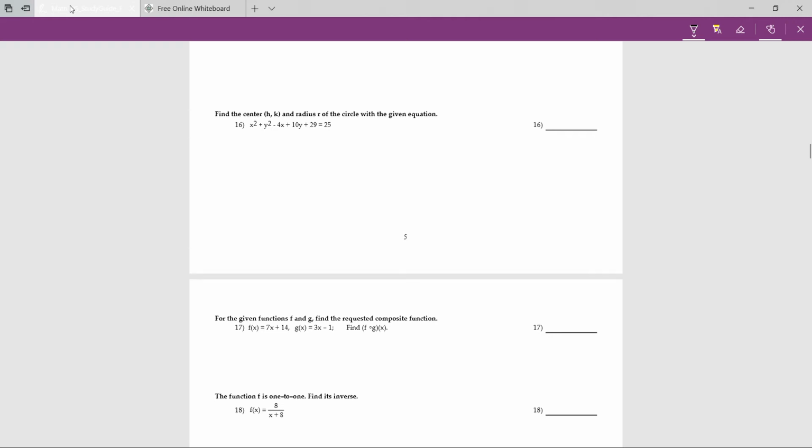Okay, so this is part 2. Number 17 says, for the given functions f and g, find the requested composite function. So this is an f of g problem. We have f of x equals 7x plus 14 and g of x equals 3x minus 1, and we've got to find f of g of x.